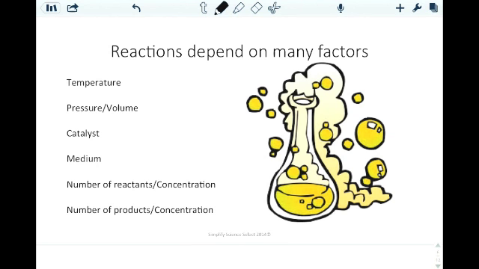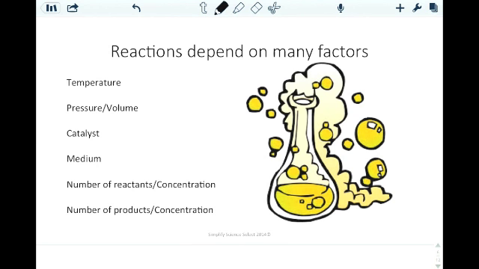A medium, what the reactions are in. Is it an aqueous solution? Is it a gaseous solution? Whatever the medium is, that can affect the reaction. Number of reactants and concentration: is it really concentrated, or is it not so concentrated, it's weak? And then lastly, the number of products and the concentration. The products can block formation of new products. Basically, a product gets in the way, and it's not allowing the other reactants to get in there to actually bump into each other and react.